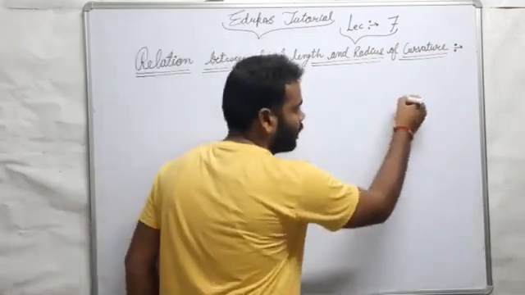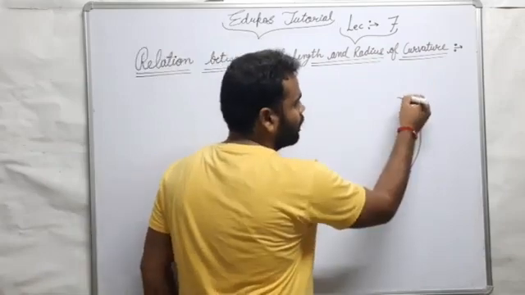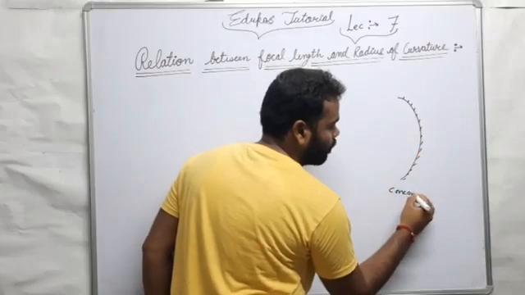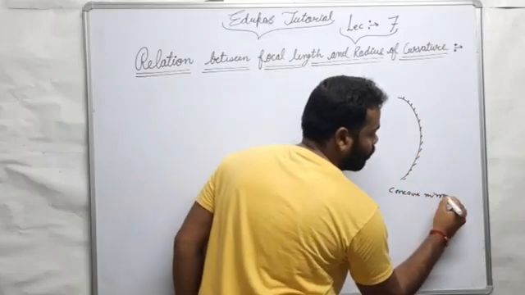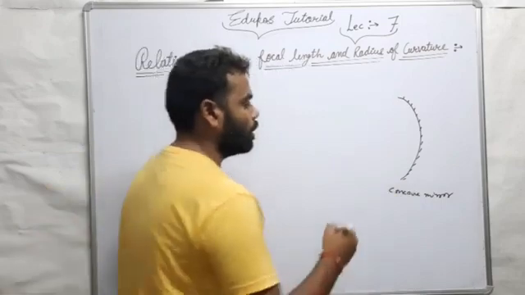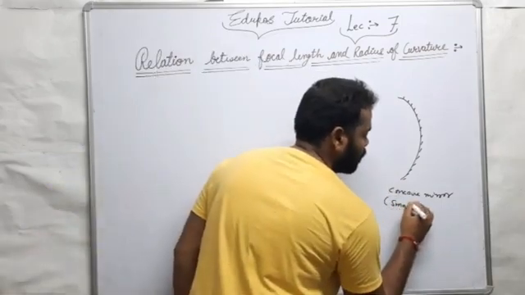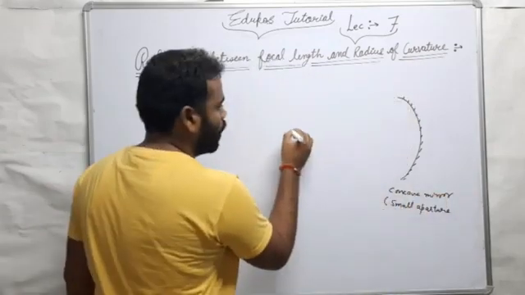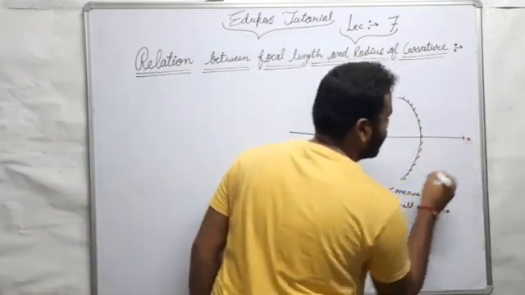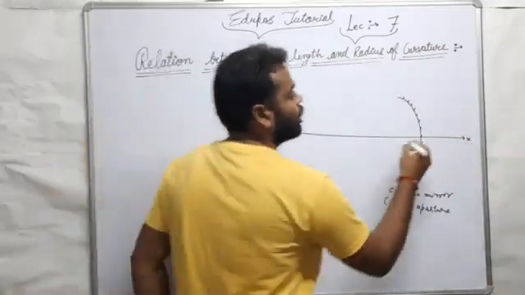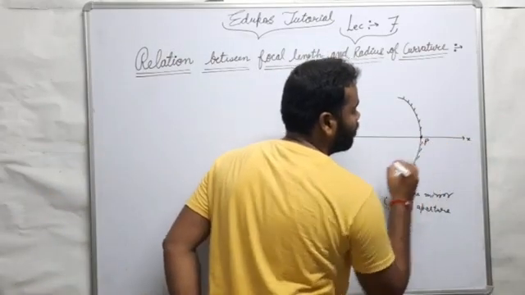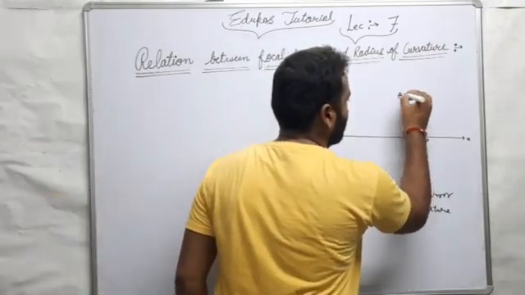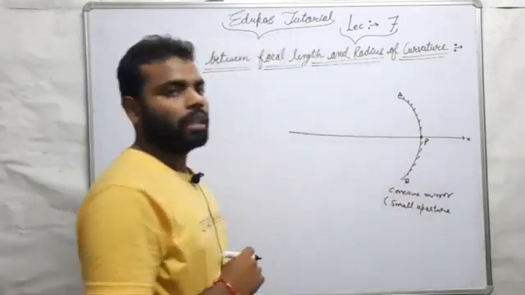Let us assume that this is a concave mirror of small aperture. Now we will draw a principal axis in the x direction. This point will represent the midpoint of the mirror. So this will be A B. Our mirror is A B.